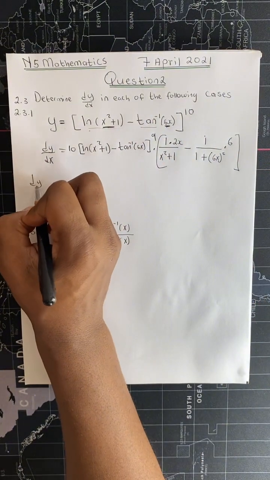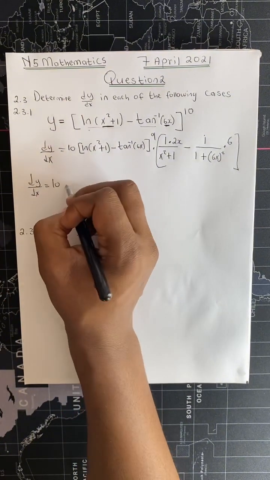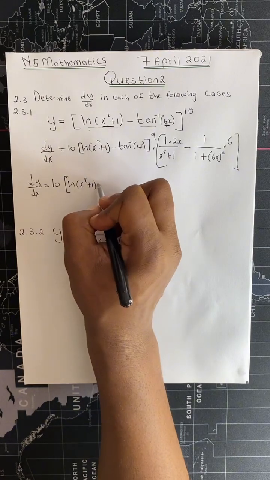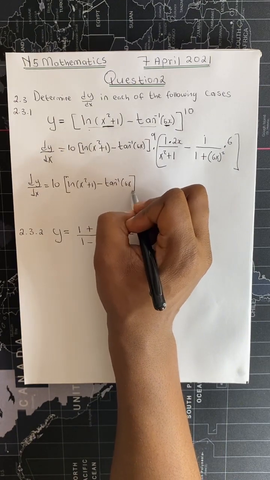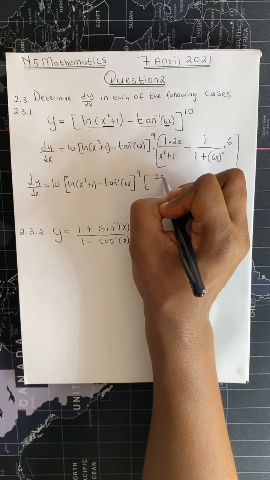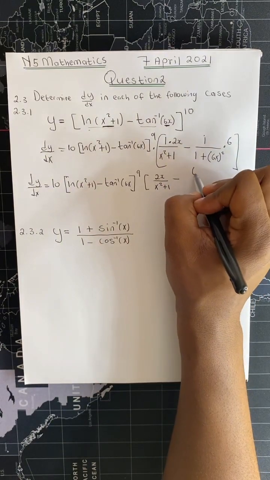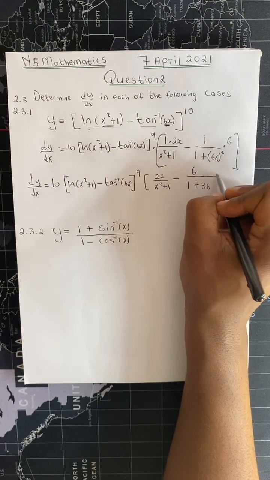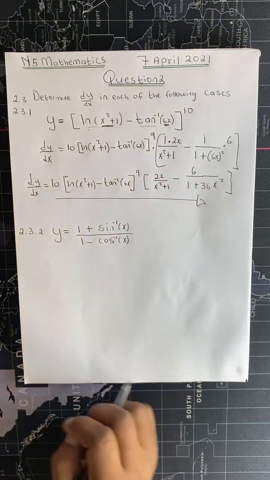So we can clean this. The rule was that there is no need for us to simplify. So we have 10 ln of x squared plus 1 minus arctan of 6x raised to the power 9. 1 multiplied by that 2x will be equal to 2x over x squared plus 1, minus 1 multiplied by the 6, which is 6 over 1 plus 6 squared, which is 36, and x squared is x squared. So this will be our answer for question 2.3.1.